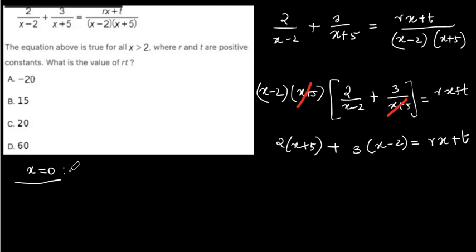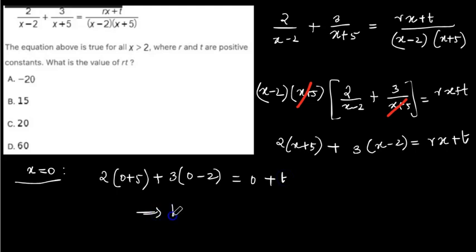Okay, so when you choose x to be 0, the r part will get eliminated. There will be only a t part there. So we can easily find out t there. So you're substituting x equal to 0 throughout. So that would give me 2 times 0 plus 5 plus 3 times 0 minus 2 is equal to r times 0, which will give me 0 plus t.